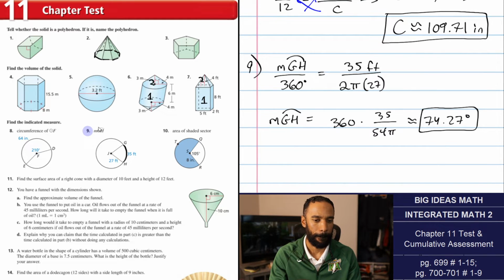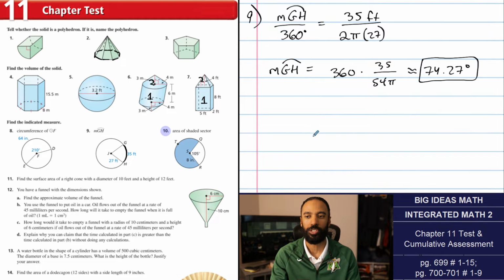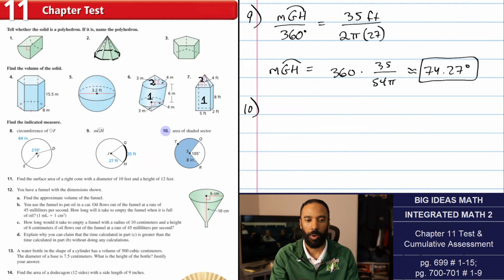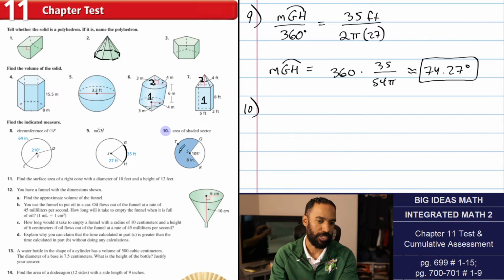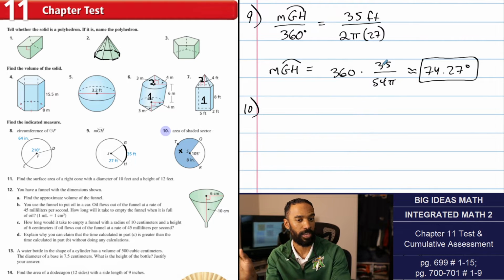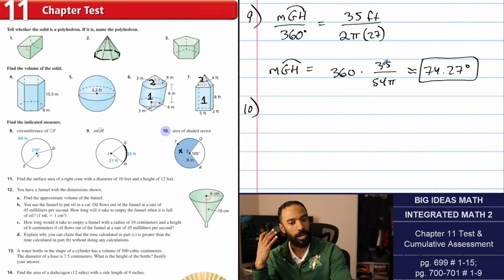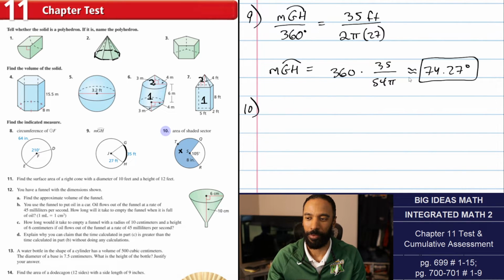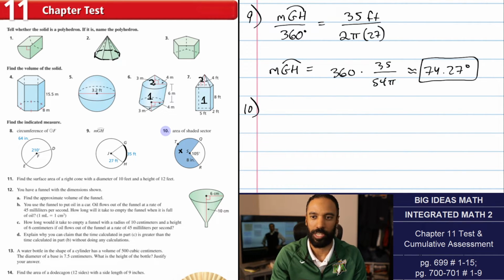Number 10. Area of the shaded sector. The shaded sector is in blue. What we do know, we have 2 ways to do this. I'm going to go probably the easier way. What we do know is this central angle is a measure of 105 degrees. This is everything that's not the 105, so we'll subtract that from 360. I'm going to call the area of the shaded sector X. I think that's just an easier way for me to go about what I write instead of writing area of that region.